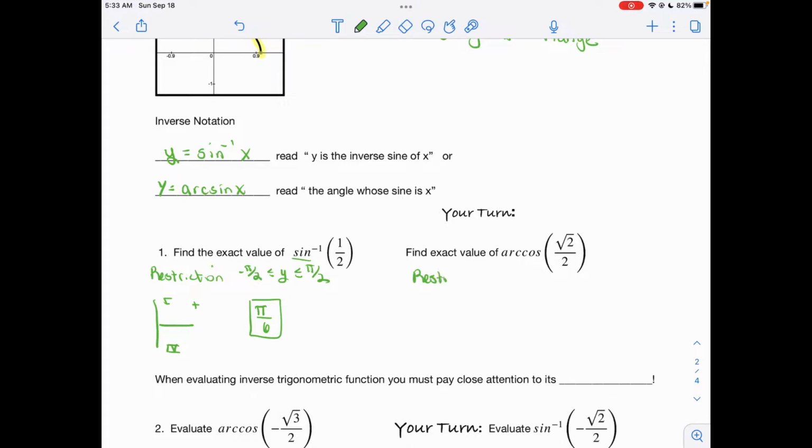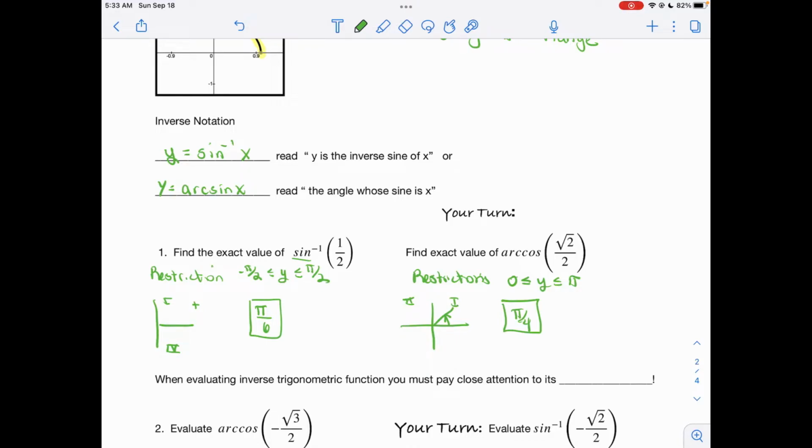This time we're done with the arc cosine, so we have to think of our restrictions for the angle whose cosine, and that restriction is between 0 and pi. And so for cosine, we're restricted to quadrants 1 and 2. So I have to say which of those quadrants have a cosine that is positive. That's quadrant 1. And what angle on a unit circle has a cosine of square root of 2 over 2? Well, that's pi over 4.